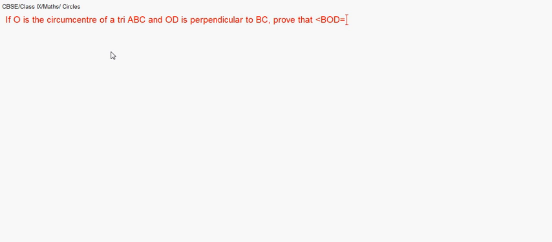I just write the question here first. It says, if O is the circumcenter of a triangle ABC and OD is perpendicular to BC, what do we have to prove? We have to prove angle BOD equals angle A. Let's draw the figure for it.